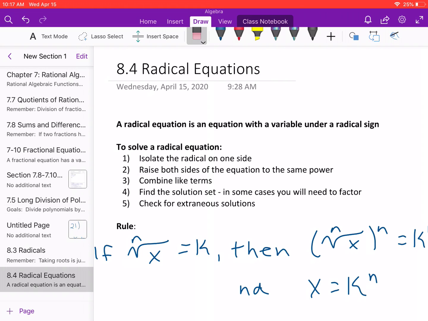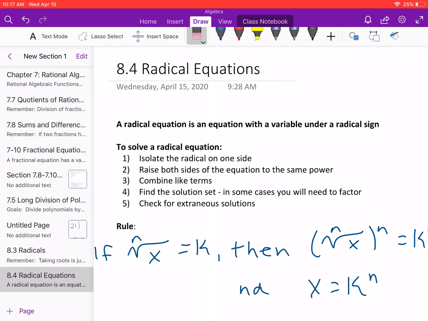We're going to be starting section 8.4, which focuses on radical equations. In the last section, we focused on simplifying, and now we're going to be looking for solution sets to problems. A radical equation is an equation with a variable under a radical sign. So there must be a variable under the radical sign.